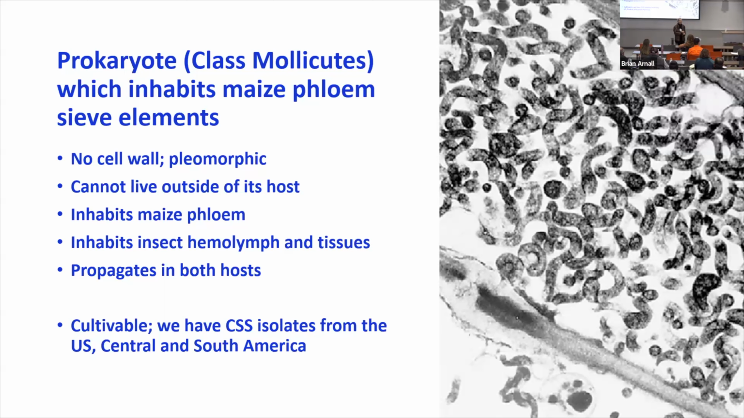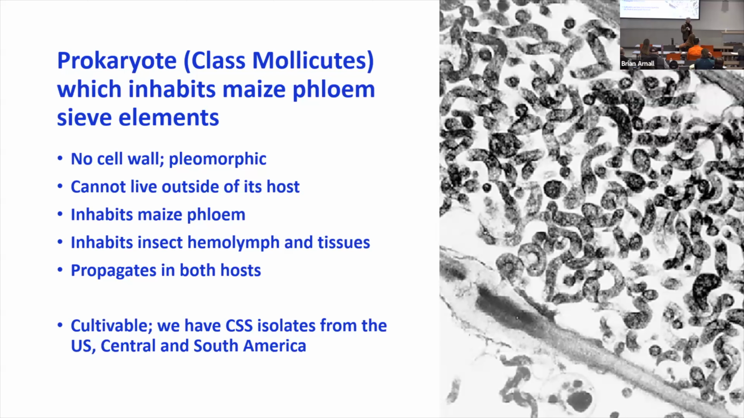They have no cell wall, they're pleomorphic. So most bacteria have a cell wall, these do not. So they can move, they can change their form. They inhabit the maize phloem. They also inhabit insect hemolymph and their tissues. So they infect the whole insect, but they don't infect the entire plant. And they propagate in both hosts.